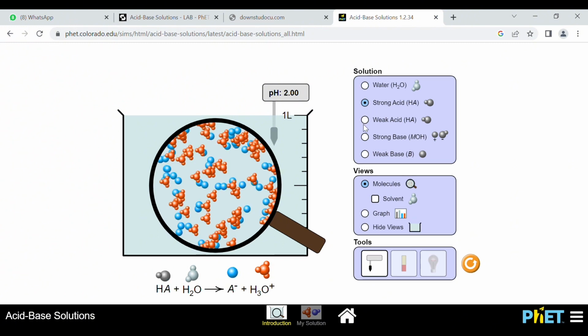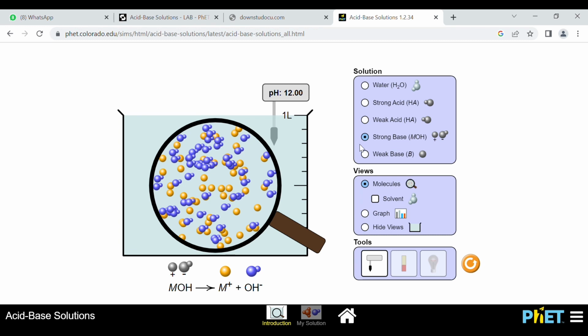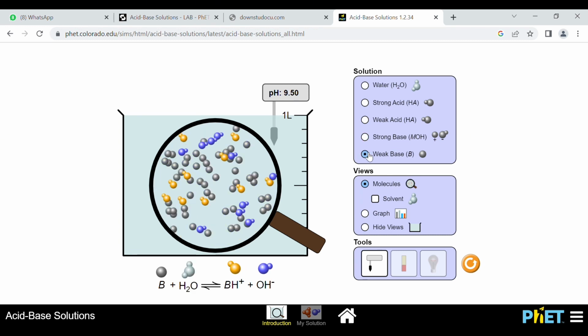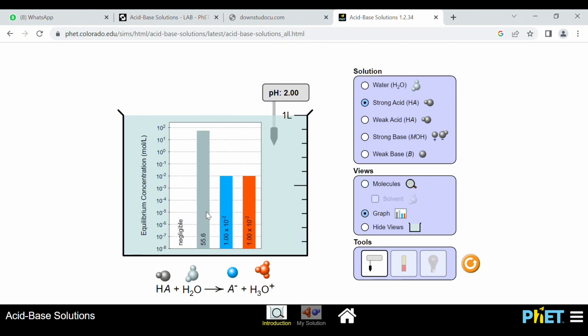So we tried the solutions on the pH meter. Weak acid we have 4.5, strong base, and weak base we have 12. This is how you see the pH meter. You see here strong acid is 2, and then we can see the views from molecule view, and from the graph, and we can also hide the views, and we can also see the concentration of the solvent.